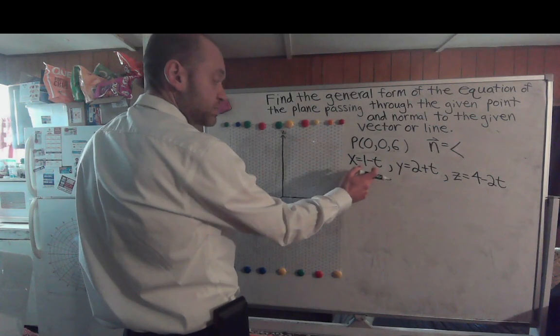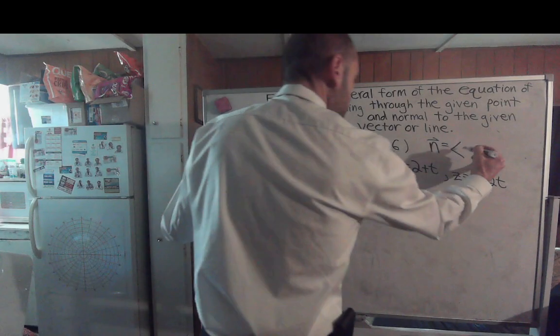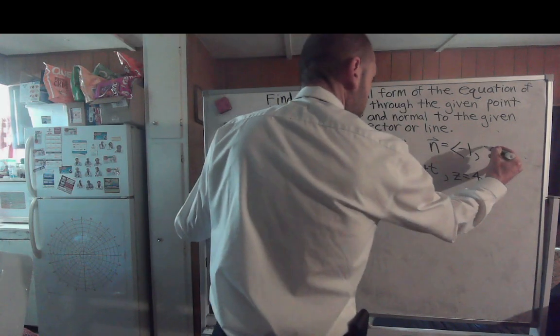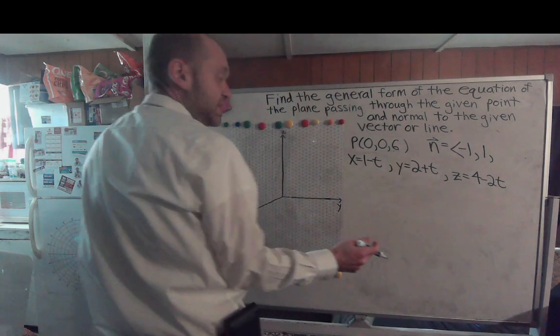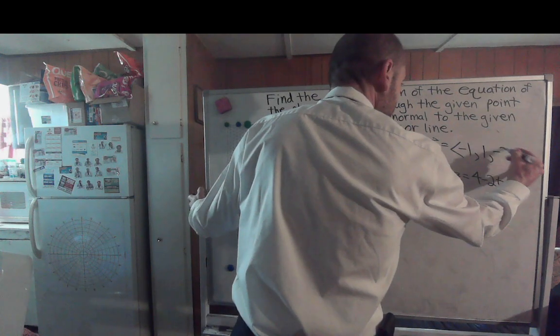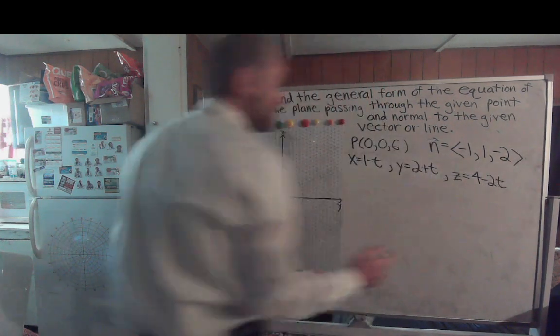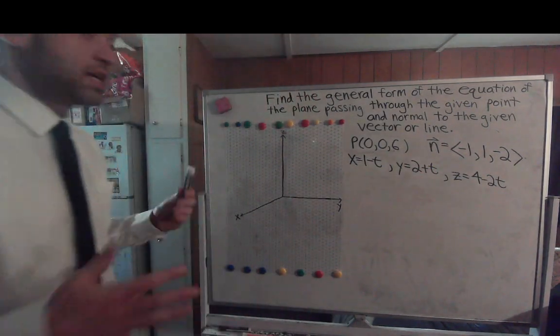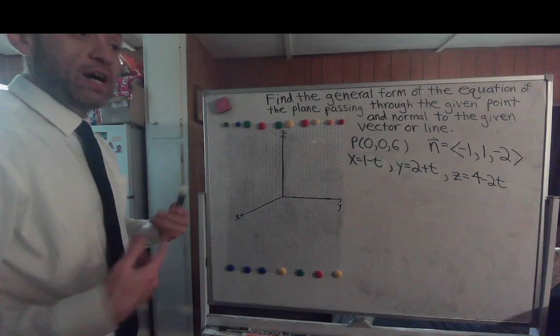So on the x, you get -1 for the coefficient on t. For the y term, you get +1 for your coefficient of t. And then for the z term, you get -2 for your coefficient of t. So from there, you've just derived your normal vector. Now we can go ahead and find that equation.